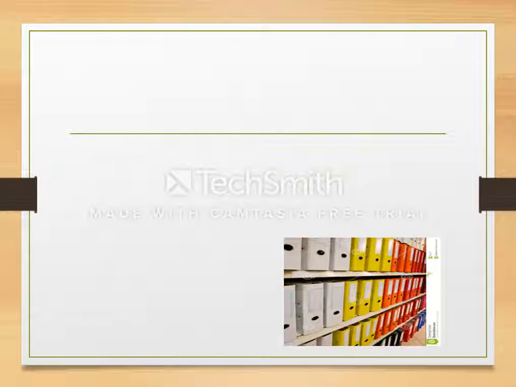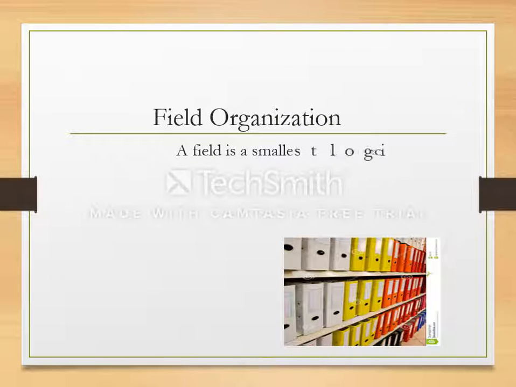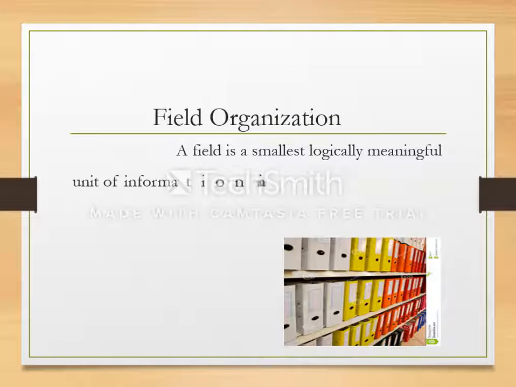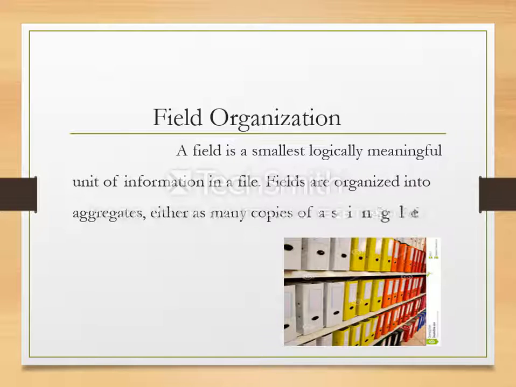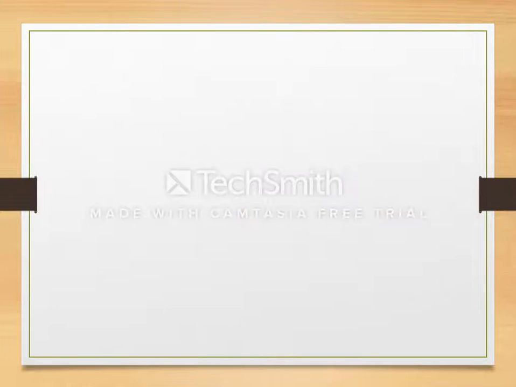Now we will see the definition of field organization. A field is the smallest logically meaningful unit of information in a file. Fields are organized into aggregates, either as many copies of a single field or a list of different fields. Types of field structure.